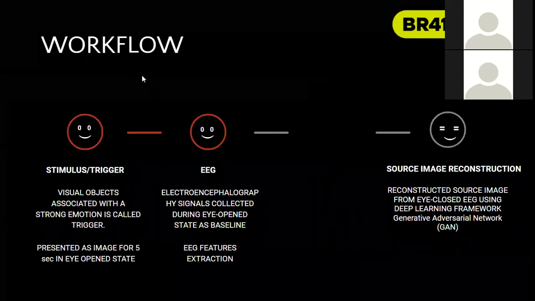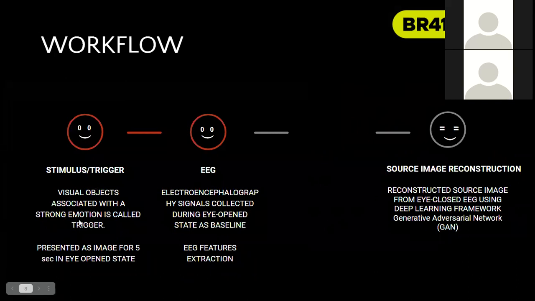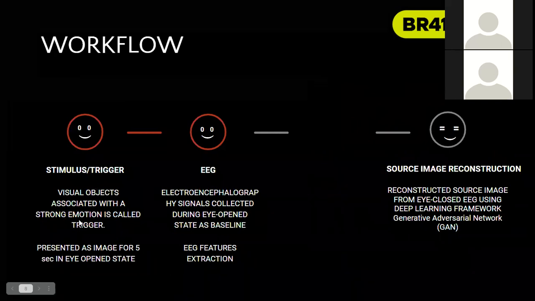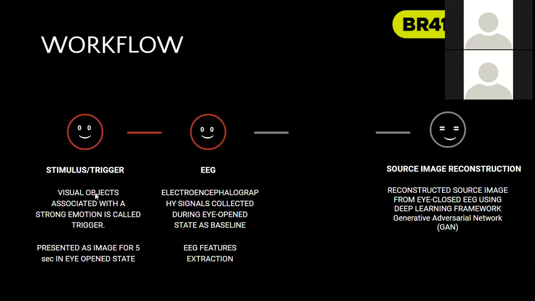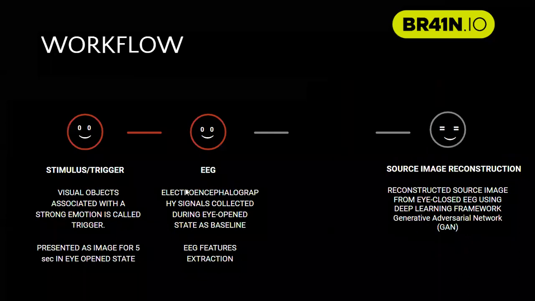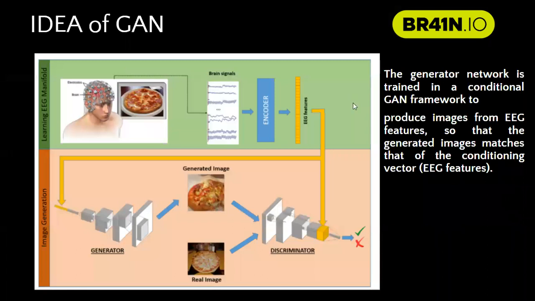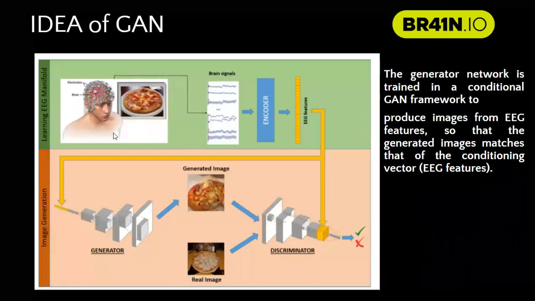So here's our workflow. We will give some trigger or stimulus to the person, so that he will dream in a particular direction. Then we will collect the EEG data and extract its features, and then it will pass through the GAN, and the source image will be generated.